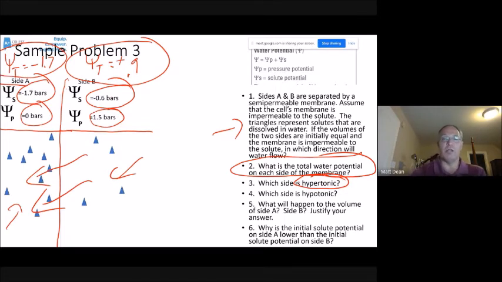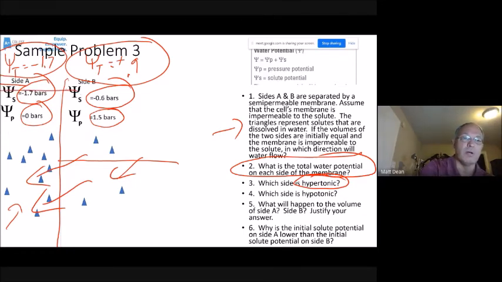Well, in number 1, we determined that water is going to move from B toward A. So as that happens, the volume on side B is going to go down, and the volume on side A is going to go up. So side A volume will increase, side B volume will decrease, and the justification is that water is moving from higher water potential on side B to lower water potential on side A.